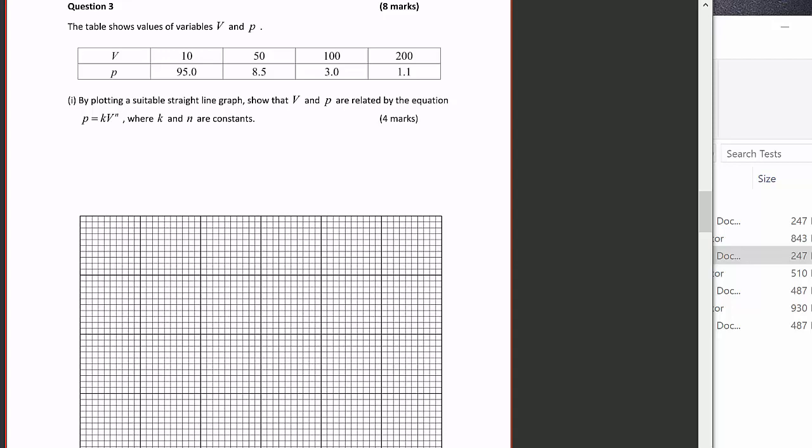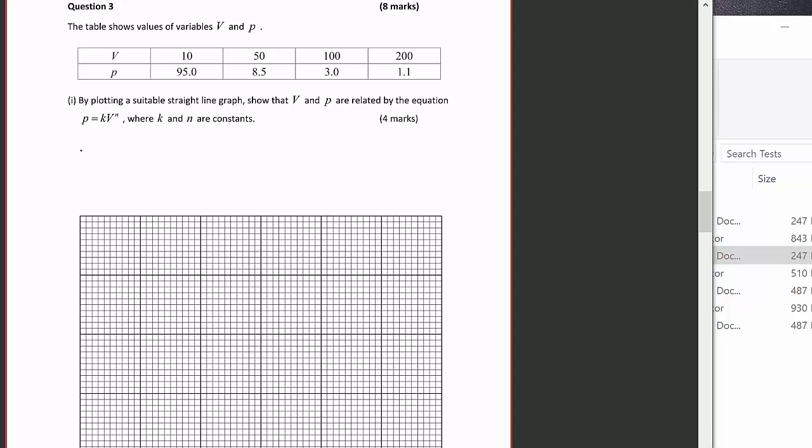The table shows values of variables v and p, which have been measured from an experiment, presumably. By plotting a suitable straight line graph, show that v and p are related by the equation p equals kv to the n, where k and n are constants to be found.